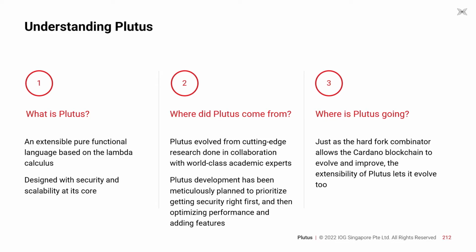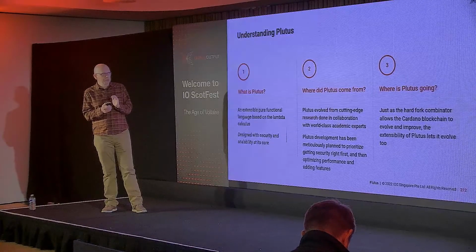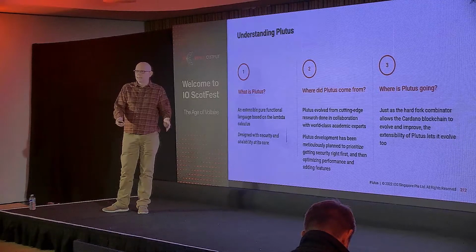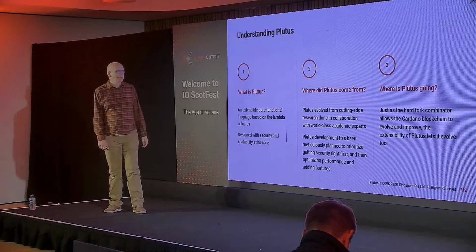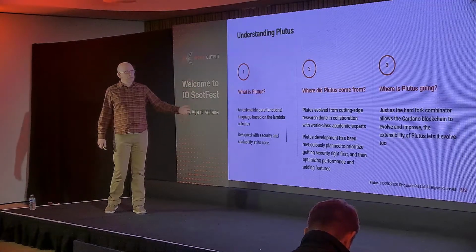Where did it come from? Partially it came from right here in Edinburgh, where world-class researchers in programming languages came together and designed it with security in mind. We get the security right first, and then we can go on to optimize performance and all the other things. We can increase functionality. So the goal was to design this very small core language that could be highly secure, and then over time, we extend it with additional functionality, and we make the tooling better and better so it's higher performance. Where are we going with Plutus?